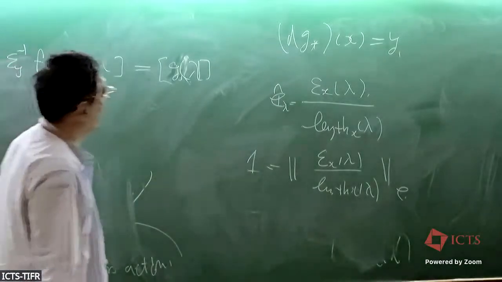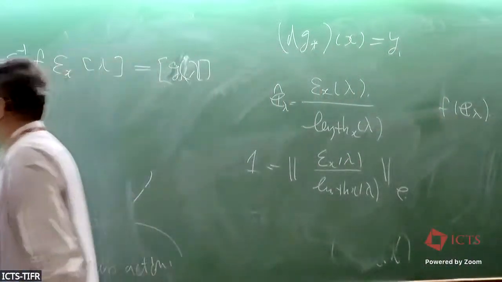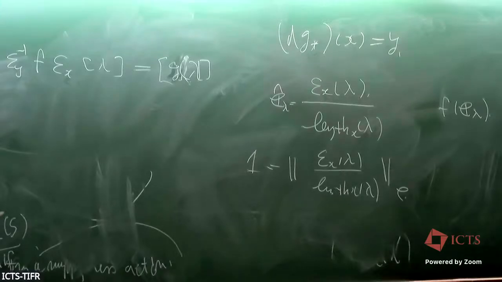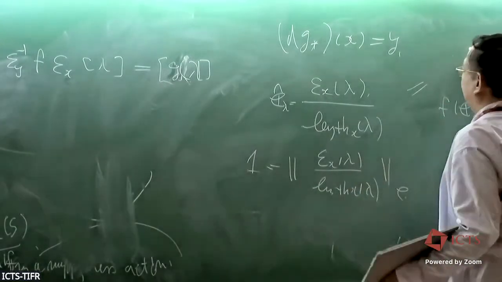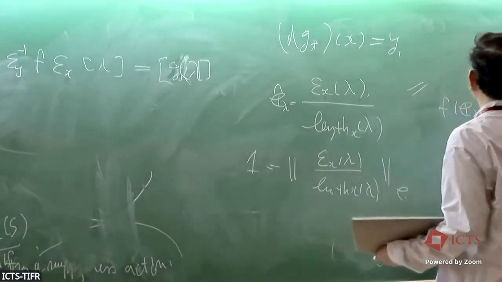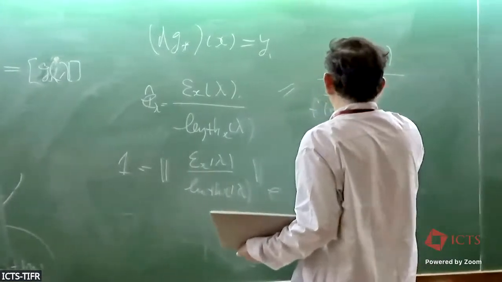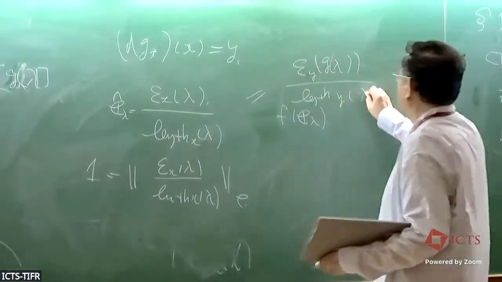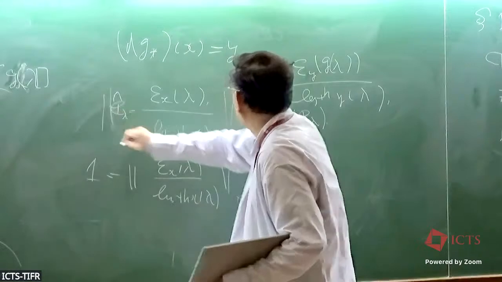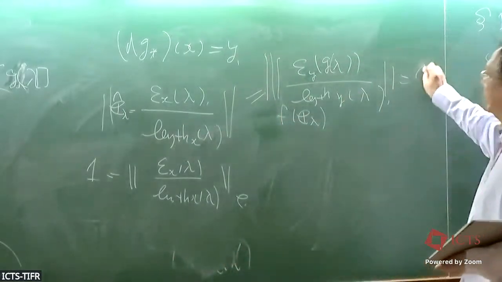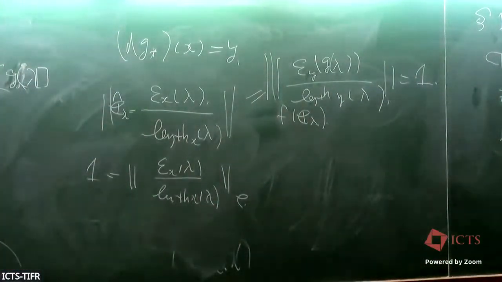So if you take this vector by lambda, by F, then by this fact, it is mapped to a G lambda in Y. So the norm of this one is equal to the norm of this one. This is again 1. Okay.